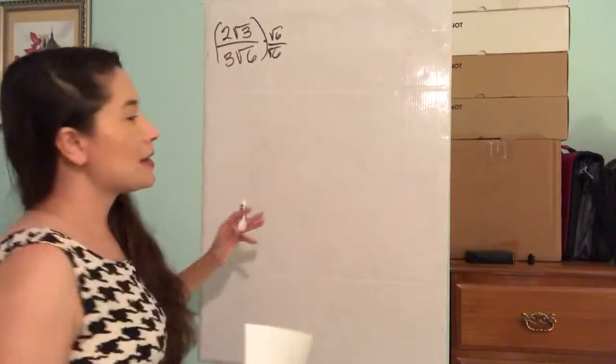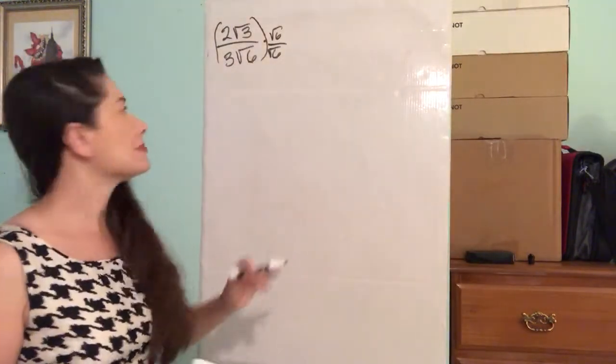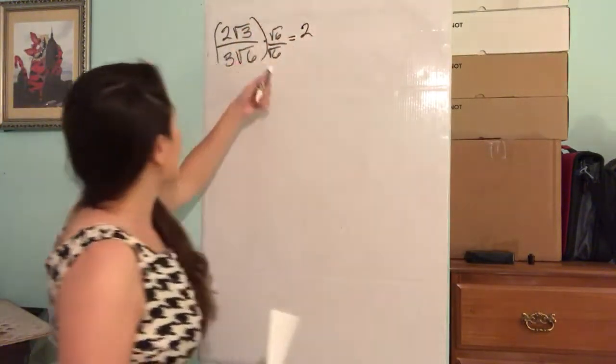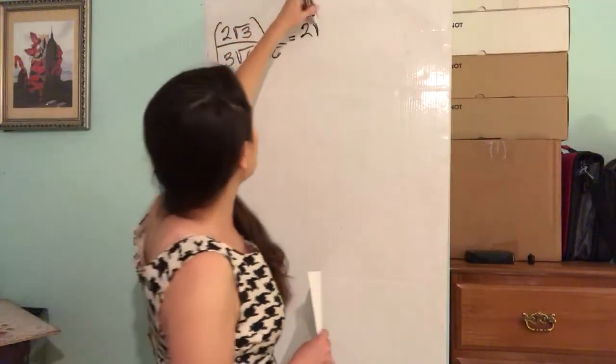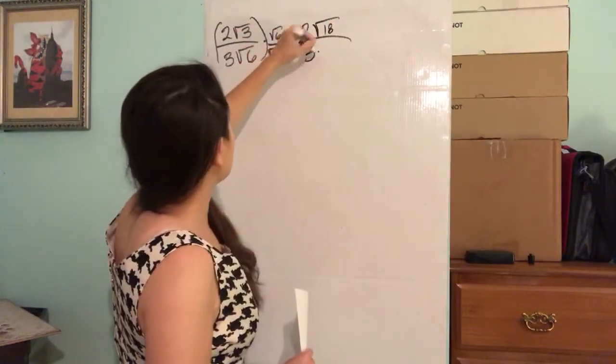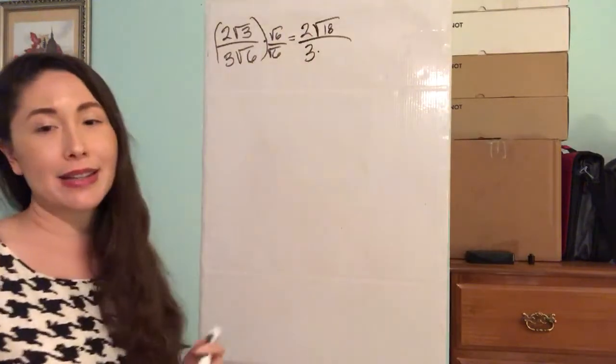Okay, so we're going to multiply both top and bottom by square root of 6. This gives us 2 square root of 3 times square root of 6, that's square root of 18. And now on the bottom we get 3 times square root of 6 times square root of 6, which is 6.